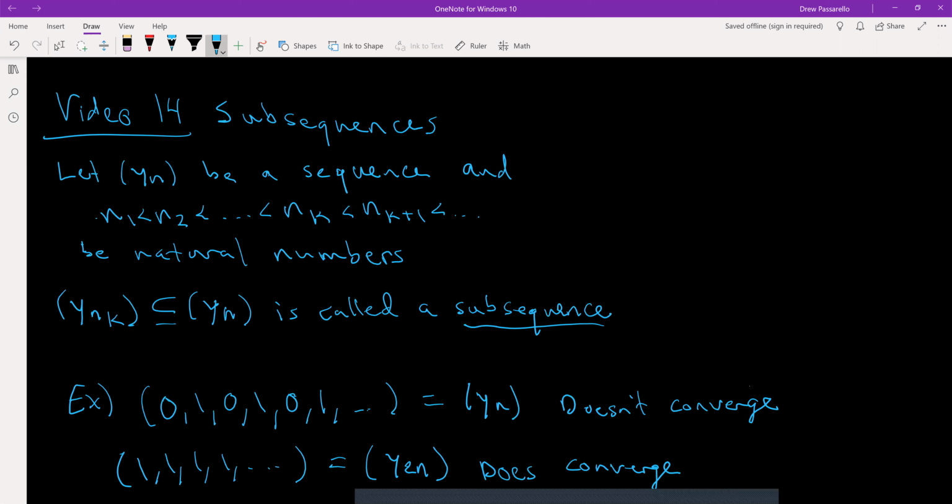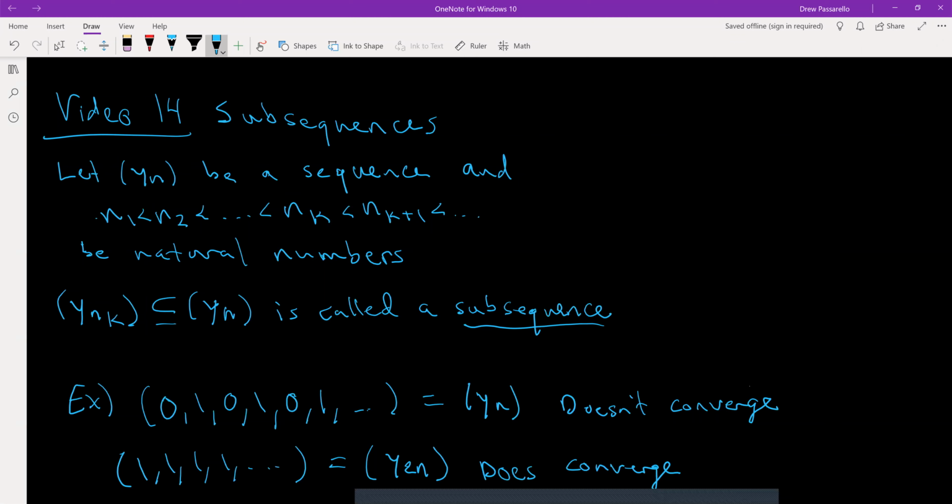As an example, suppose we had the sequence that alternates between 0 and 1, where it's 0 for the odd index and 1 for the even index. So let's say that's your sequence, alternating between 0 and 1. Then it doesn't converge. We can form a subsequence from this sequence that does converge.